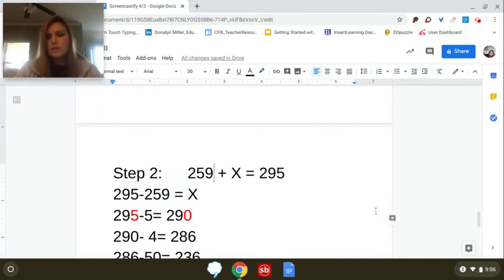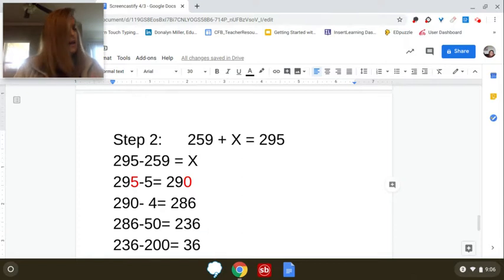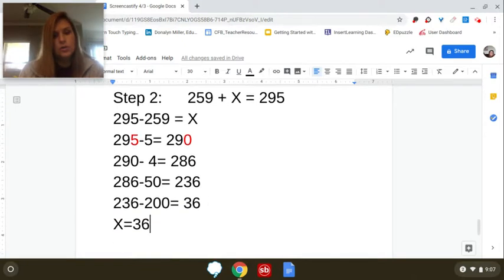All right. Now, the next one we're going to do is the 10s place. And here I have 286 minus 50. Okay, I can do that in one step. And I have 236 is what my answer is there. I'm going to take 236 and I'm going to subtract 200, and I'm going to end up with 36 as my answer. So when I write it, I'm going to put x equals 36.